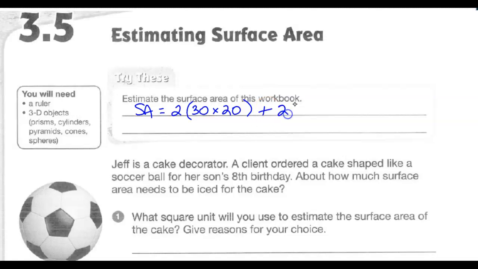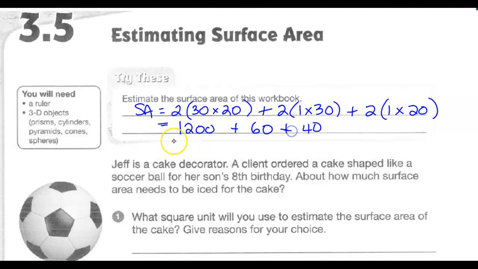So plus 2 times 1 centimeter by 30. That's like the spine of the book, and then the other side, the pages. And then the top and the bottom would be 1 centimeter by 20. So that would be an estimate. You might be able to do that in your head. That's 600 times 2 is 1200. 2 times 30 is 60. 2 times 20 is 40. That's 100, so 1300 centimeters squared. Okay, it's just an estimate.